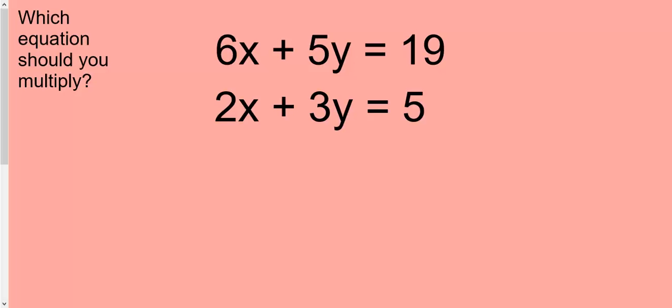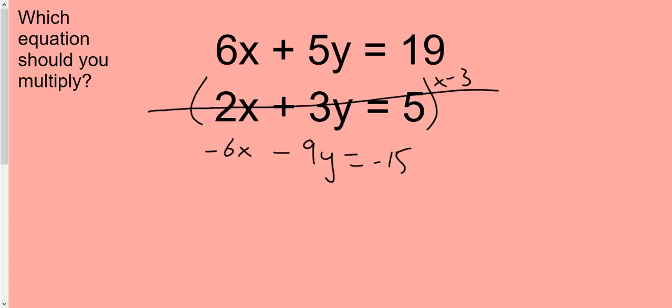All right, now this one here, I see the 2 and the 6, and I say, oh, I can multiply 2 times -3. And then easily I'm at the opposite of 6. You need them to be opposites. Make sure you multiply that -3 by each other term. I don't need that equation anymore, and I'm ready to add and eliminate.